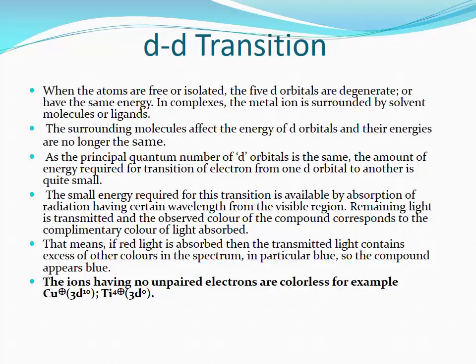The ions which do not possess unpaired electrons in the (n-1)d orbital are colorless. For example, Cu+ ion and Ti4+ ion. Both have paired electrons in the valence orbital and thus they appear colorless.